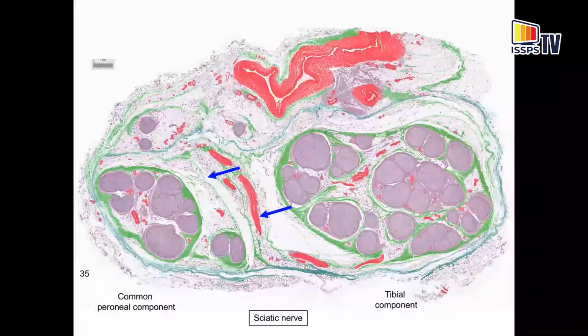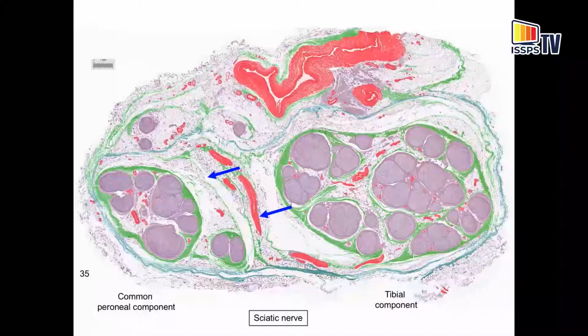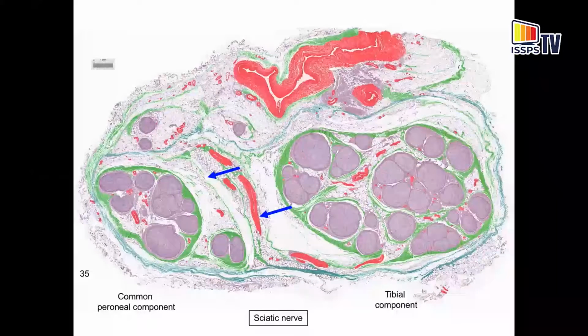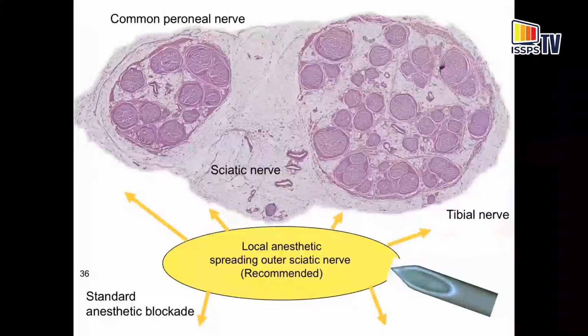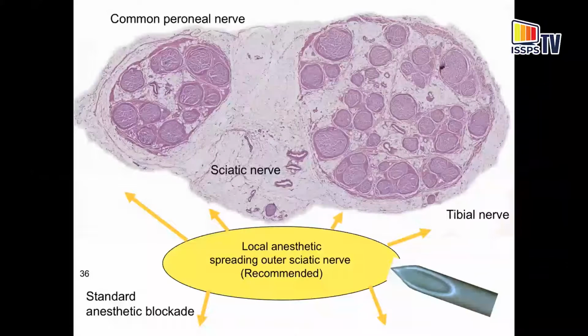You can check the different septae within the sciatic nerve in light green and its epineurium in dark green. Using another terminology, the dark green line will be the innermost circumneurium of the tibial and common peroneal nerves, but both descriptions are right. In a standard anesthetic block, the local anesthetic volume is injected outside the nerve, outside the epineurium of the sciatic nerve. The volume is spread in all directions.